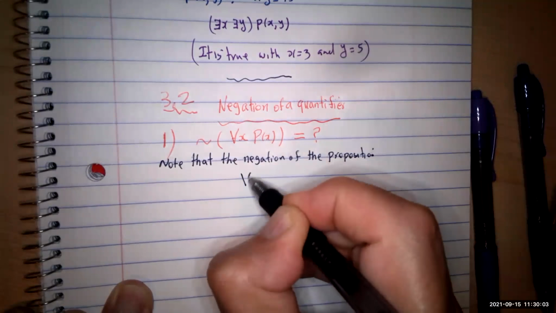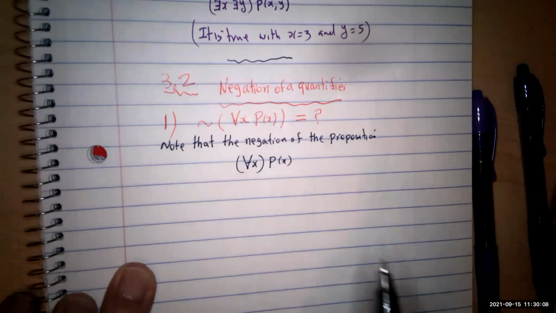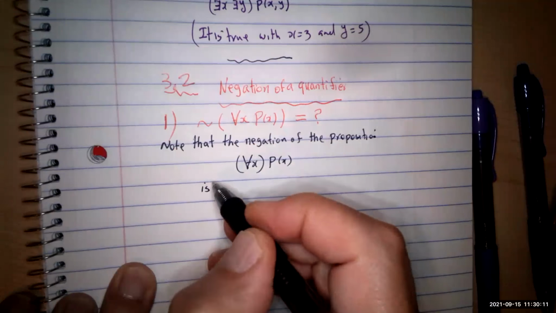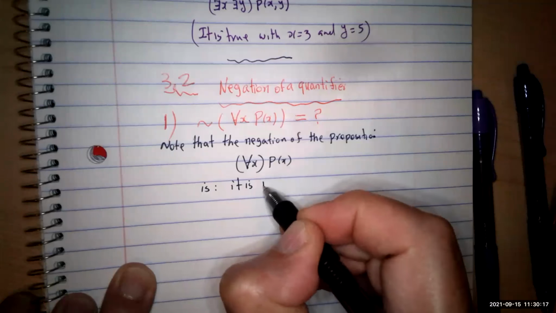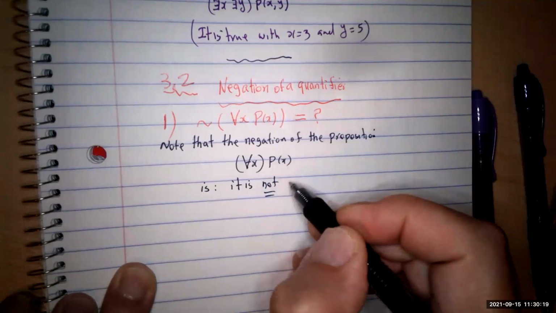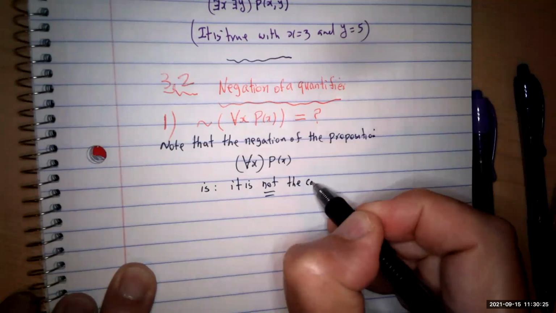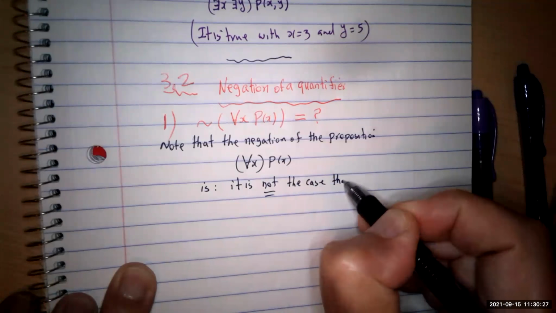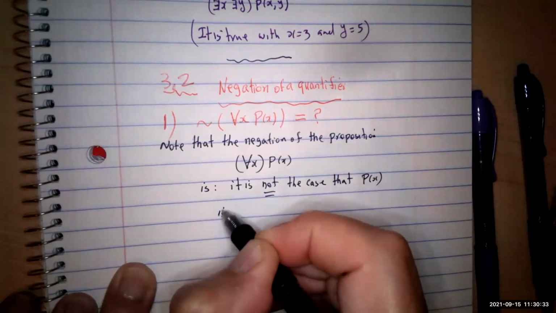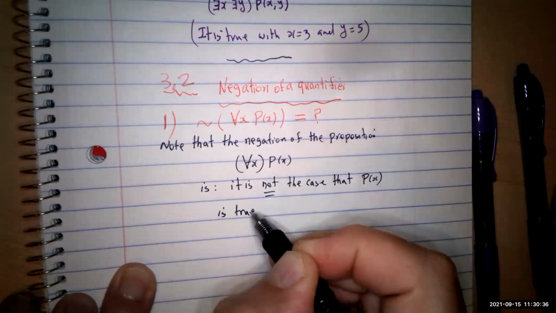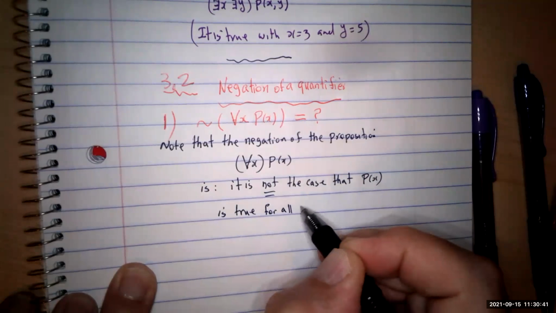the proposition that for all x P(x), is simply that it is not the case, or is not true. It is not the case that P(x) is going to be true for all values of x.